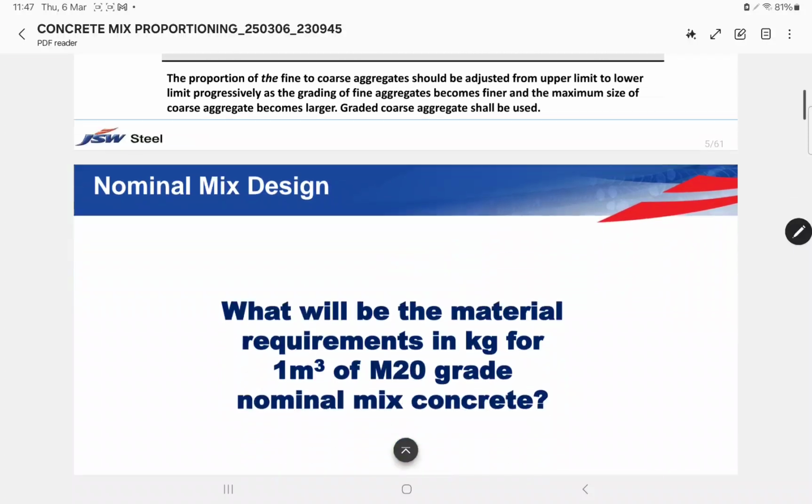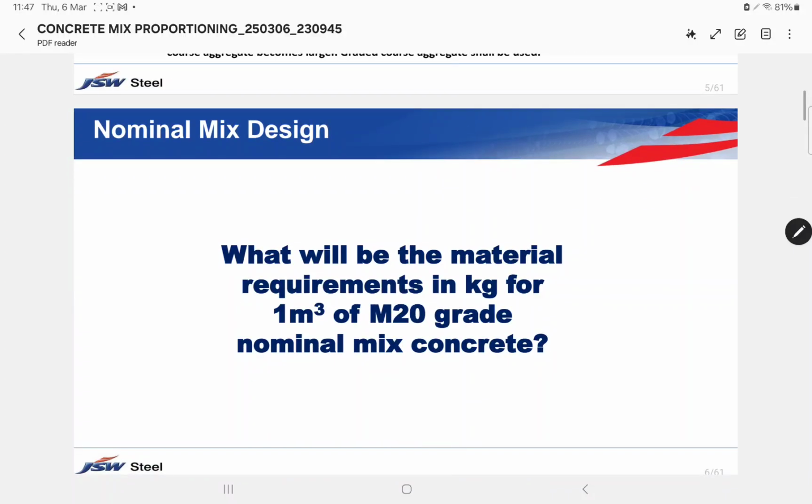Now coming to the next slide, what will be the material requirement in kg for 1 m³ of concrete? Now normally at site we use the unit of m³. While giving quantities or calculating quantities of concrete, we use the unit of m³. So it is important that somehow we need to convert these quantities, which are specifically mentioned for a 50 kg bag of cement, into quantities that will represent 1 m³ of concrete. Let's find out how to do it.